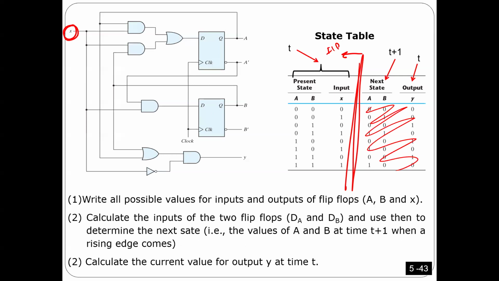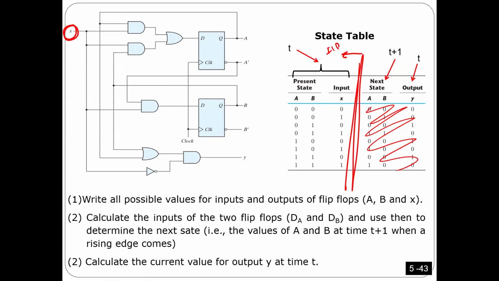Why? Because the output does not only depend on the input, but also on the states. So I have 2 flip-flops. That's why I have 2 states here, A and B. A is the Q of this flip-flop, B is the Q of this flip-flop, and then 1 input X. Is that okay? So this is similar to what we did before. It is like we have 3 inputs.